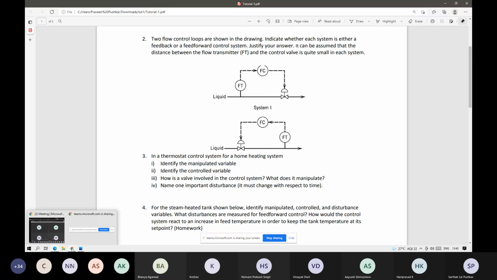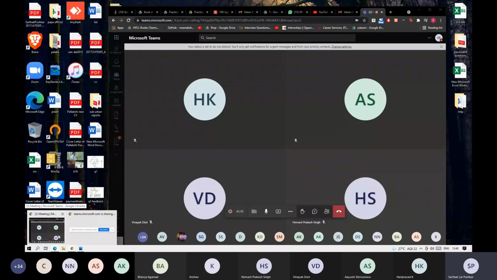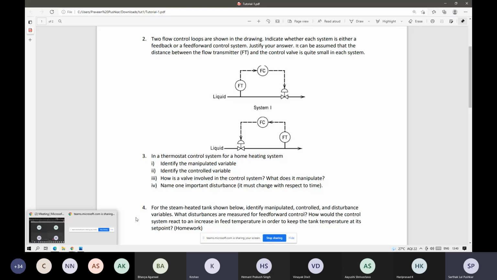Can you repeat, please? What is the answer of the fourth part? Important disturbances. Okay, so the outside temperature and upstream pressure of heat energy. So you can show that figure, maybe. Yes, sir.